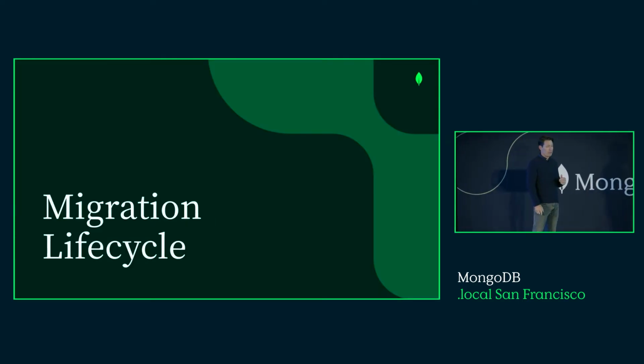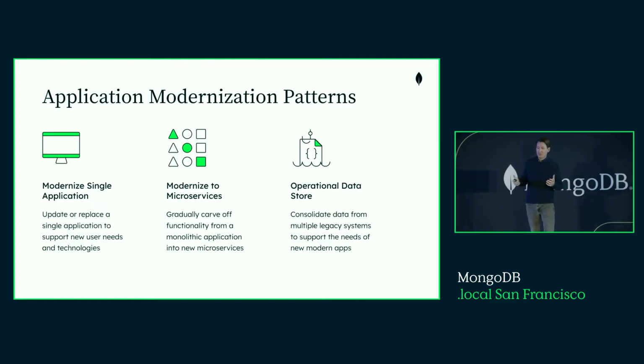So let's take a look at the migration lifecycle. Patterns of application modernization. My typical customers, this is usually the top 3 scenarios that we're working through. Number 1 would be the very basic of a full modernization. We want to re-platform, basically move over to MongoDB.